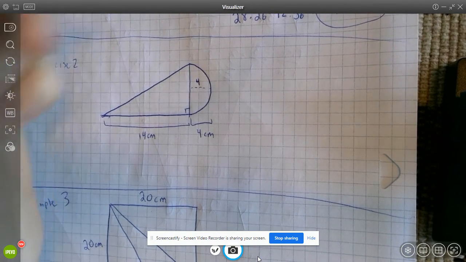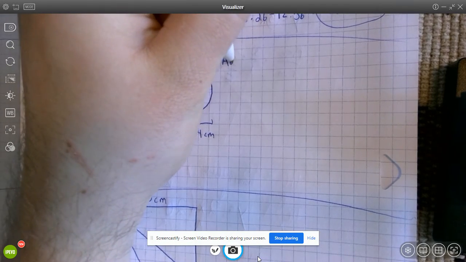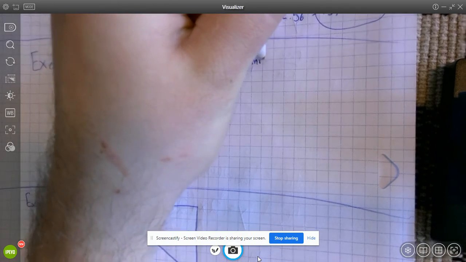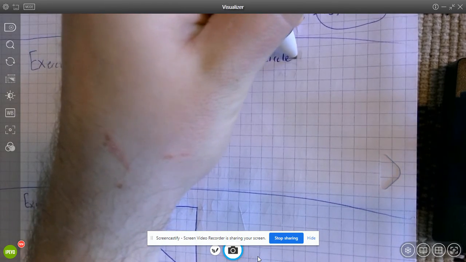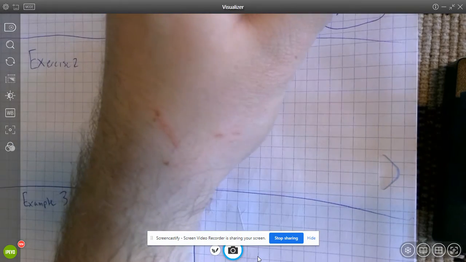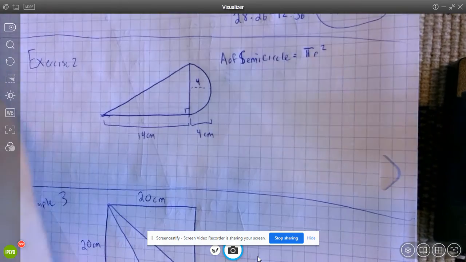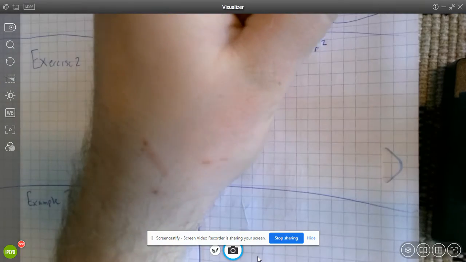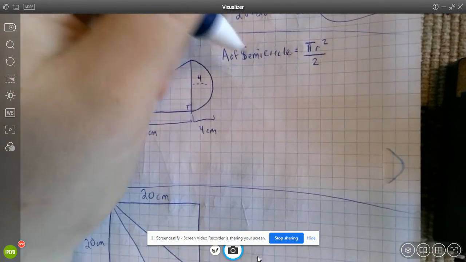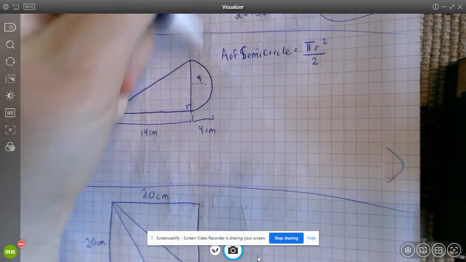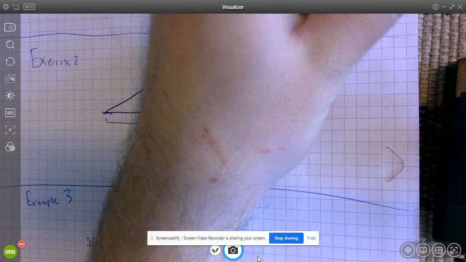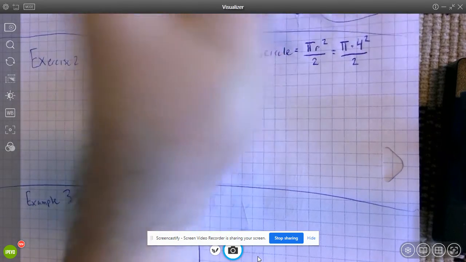So let's start by finding the area of the semicircle. We know from the last problem that to find the area of a full circle, we use pi r squared. This time we're going to do pi r squared divided by 2 because we're talking about half of a circle. So remember, our radius is 4. We're going to use our equation here. Pi times 4 squared divided by 2.